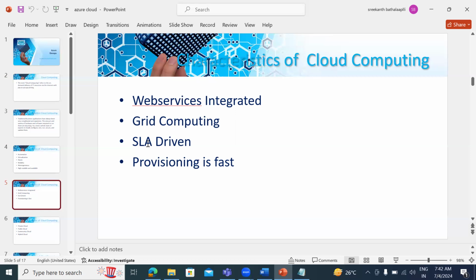Then SLA driven. The concept of SLA driven is that we'll have service level agreements between us and our provider. We'll have an agreement kind of thing. And definitely we need to follow those guidelines, and the provider also will follow the guidelines. Like this, here we have SLA driven environments also. We have the agreements between the cloud service provider and the business providers also. And another advantage is provisioning is very fast. The provisioning of cloud resources is also very fast.